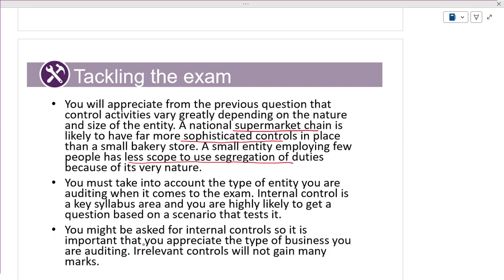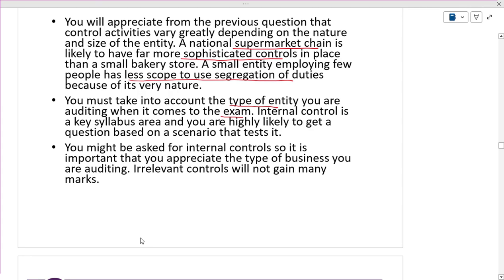You must take into account the type of entity you are auditing when it comes to the exam. Internal controls is a key syllabus area. You are highly likely to get a question based on the scenario. You might be asked what the internal controls are. Important, you have to appreciate the type of business you are auditing. Irrelevant controls will not gain many marks. They make it a point. It is a very, very important topic.